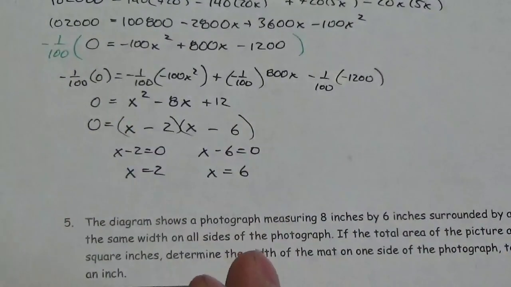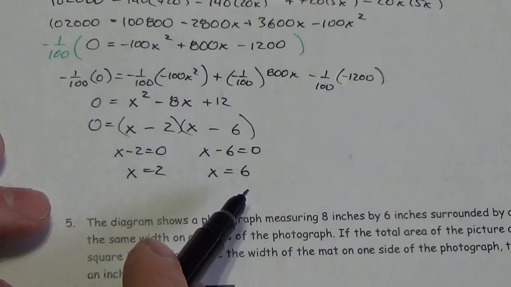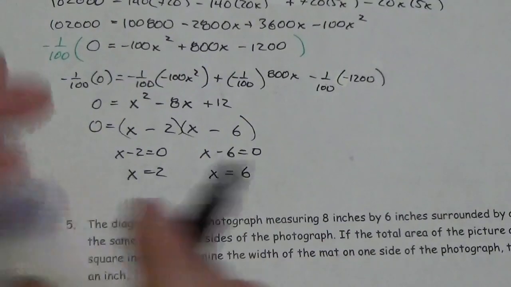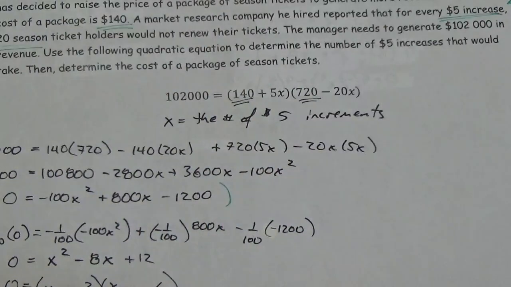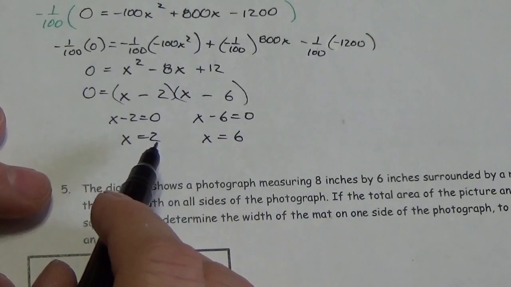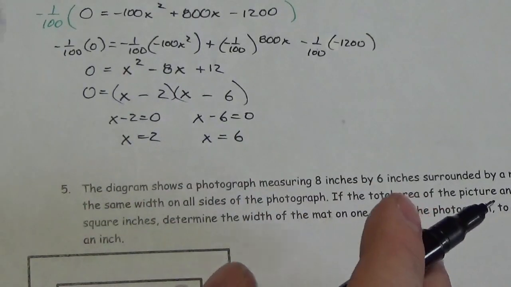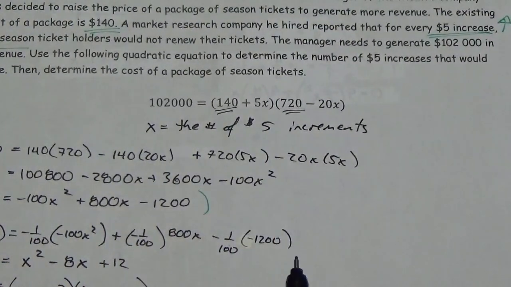Now, the question was asking us to determine the ticket price, okay? So, is the ticket price $2 or $6? Both of those will do it? Well, no. Because x wasn't the ticket price. And besides, that makes no sense. I started at 140 and I was increasing the price by $5 increments. So I went from 140 bucks and I went up to 2, or I went up to 6. Well, that makes no sense. That's because x is the number of $5 increments. So either I increased the price twice, or I increased it 6 times.